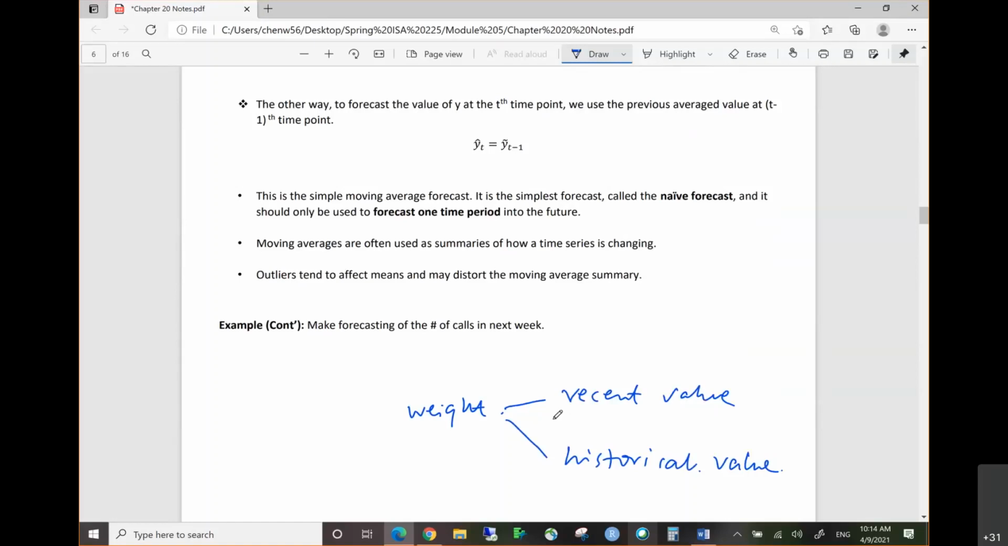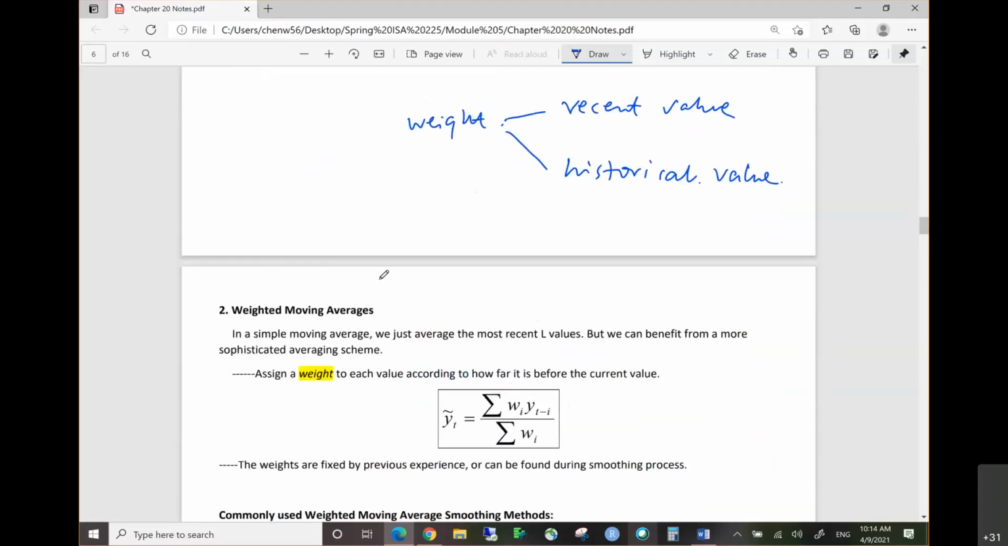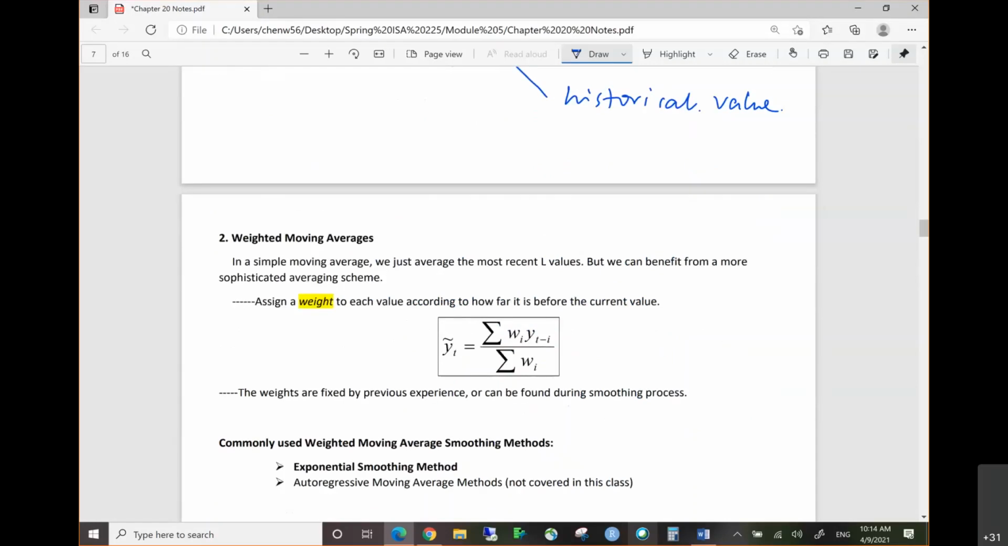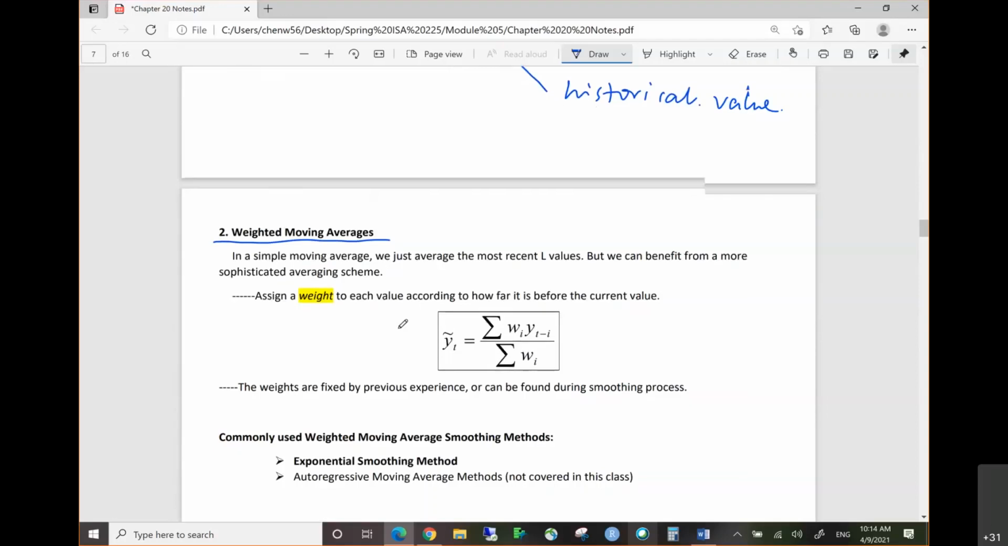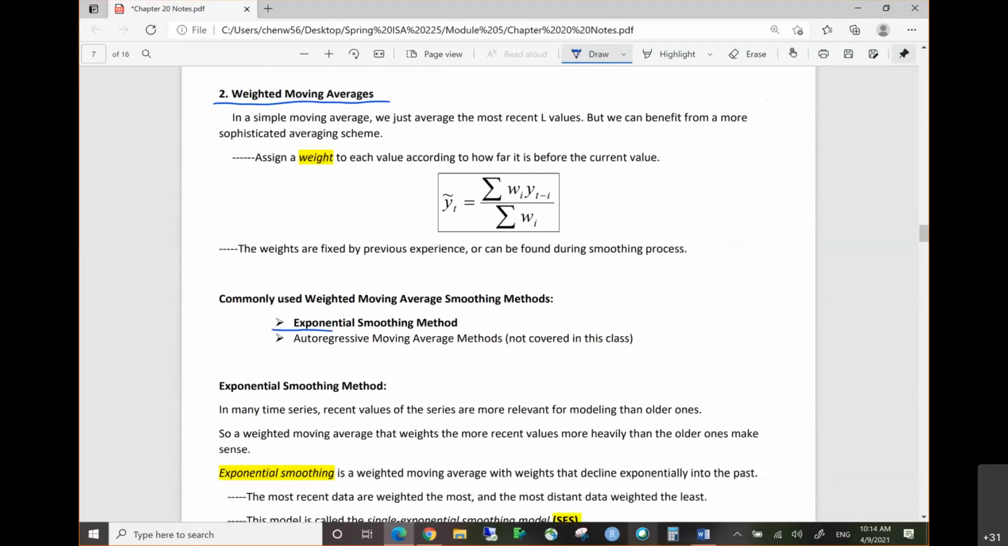And then we have the advanced weighted moving average methods, right? So we just assign different weights to these data points, right? Of course, there are different ways to assign the weights. Here we just focus on this method, right? The exponential smoothing method is a very commonly used weighted moving average, right? So now let's see how we assign the weights to different data points.